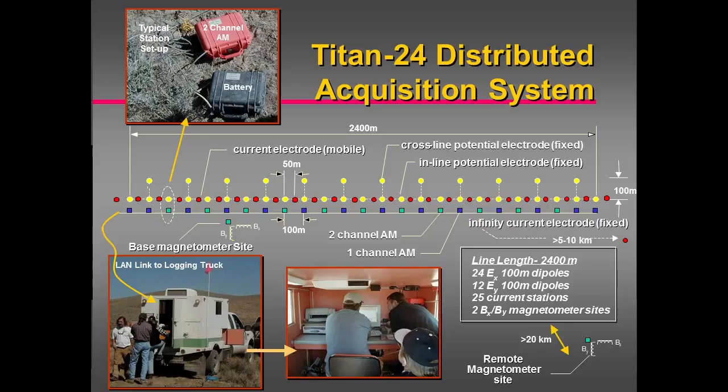We lay out 24 or more inline dipoles. We put in cross-line dipoles every other one, so 12 of them. And then we transmit along the line, in and amongst those dipoles along the line. The rest of that are receivers. We collect DCIP and MT data. And so for that we need a magnetic station, and then we use a remote to support that MT acquisition.